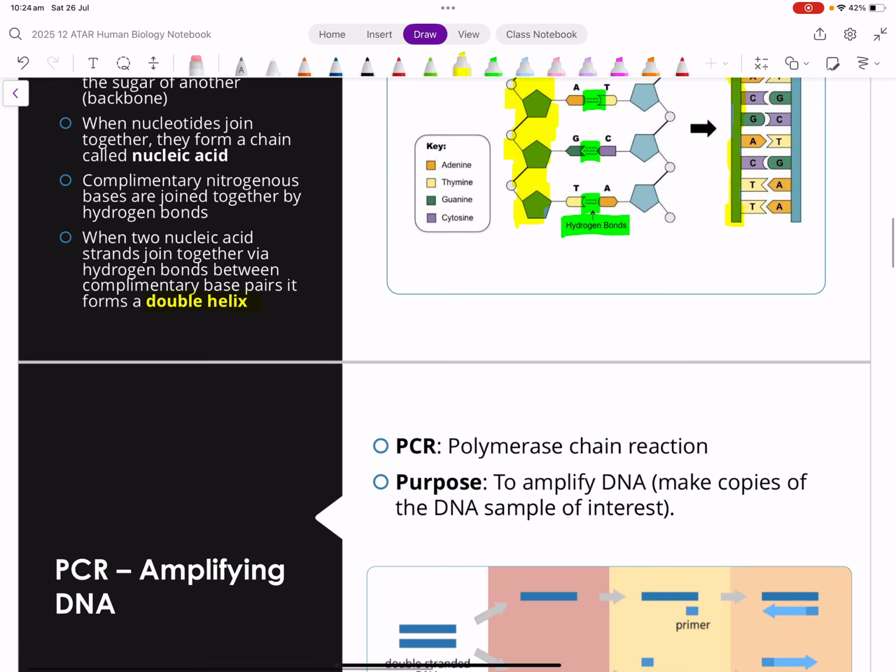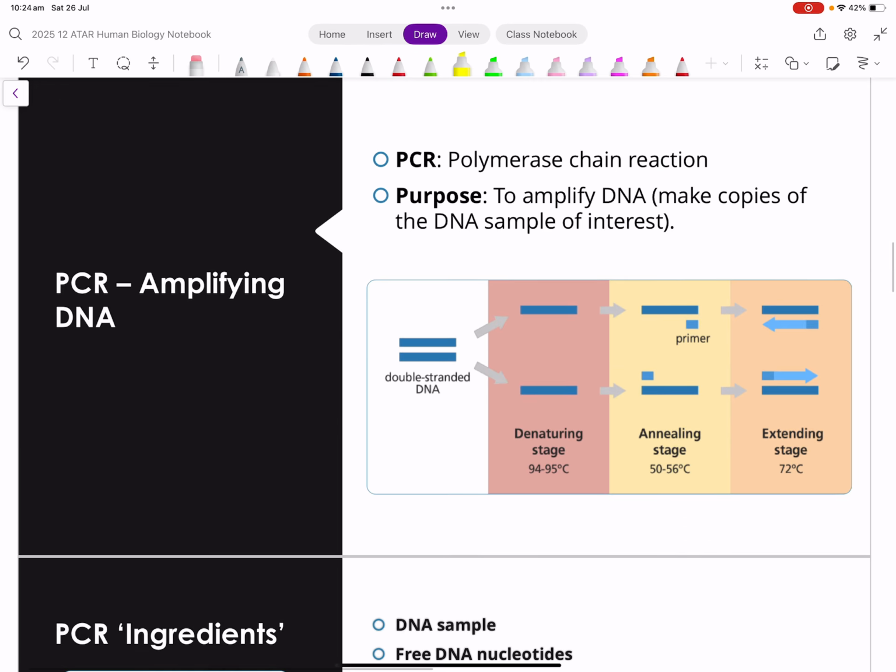Let's jump into what PCR actually is. PCR stands for Polymerase Chain Reaction. You've probably heard of PCR before, especially during COVID times with things like PCR tests, where the purpose of these tests was to amplify small segments of DNA, make copies of them, so that we can then use these copies of DNA in order to test them and analyze them.